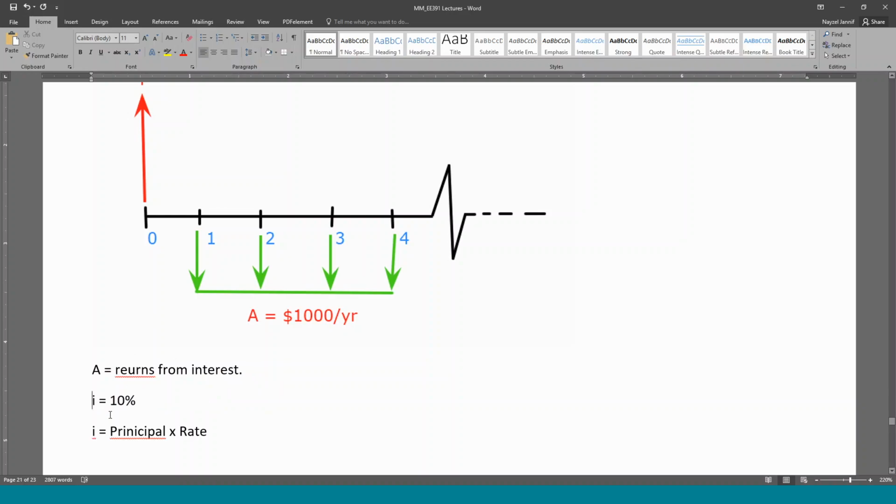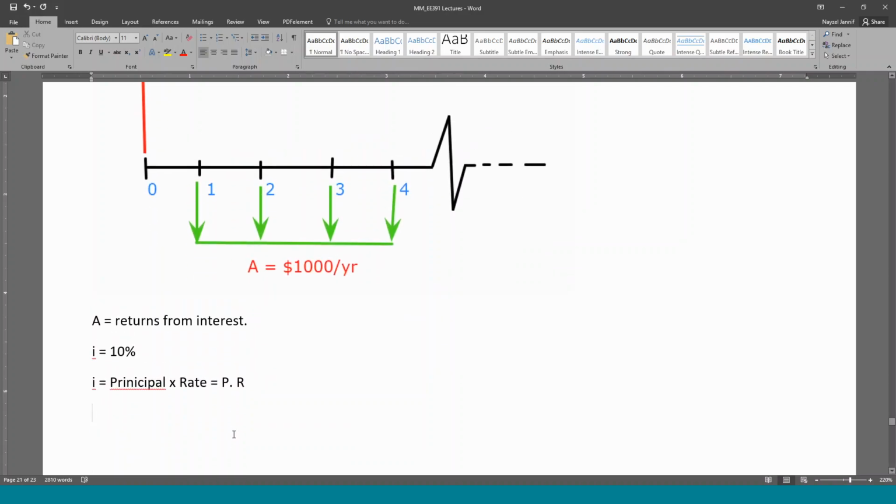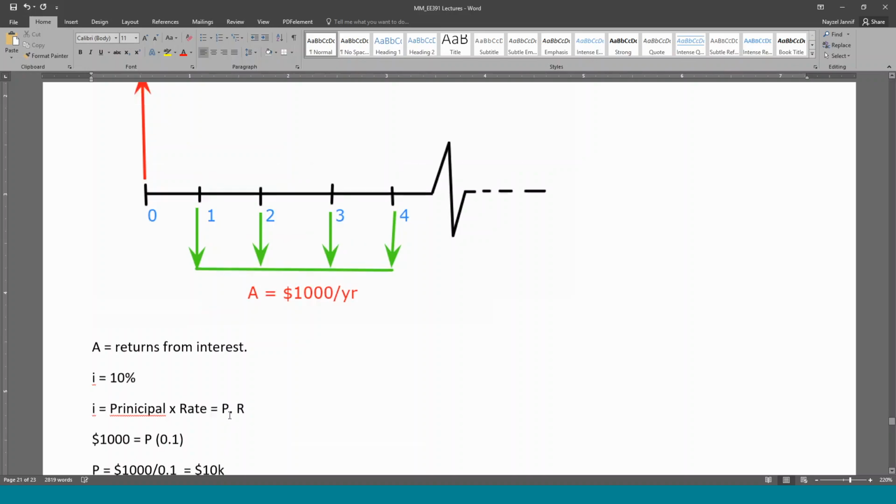The I is equal to 10%. So interest is equal to principal times rate, so P times R, and we know that our particular interest is going to be $1,000 per year. Our principal is unknown, but our rate is 10%. So therefore, our principal will equal $1,000 divided by 0.1, so our principal should equal $10,000.